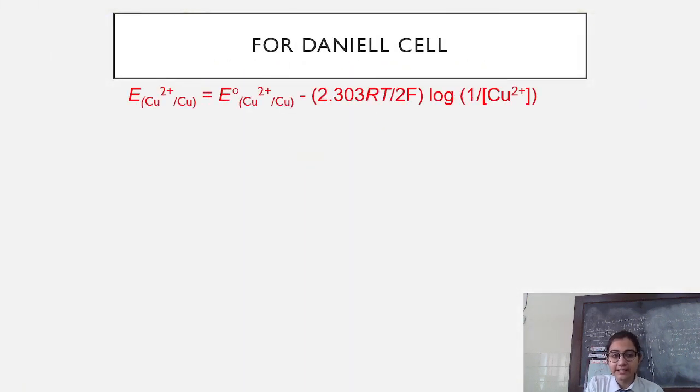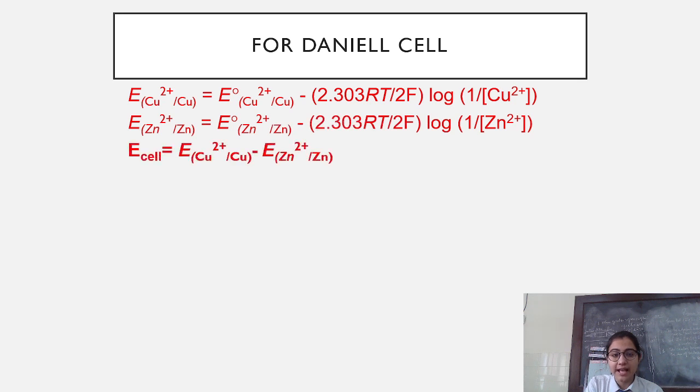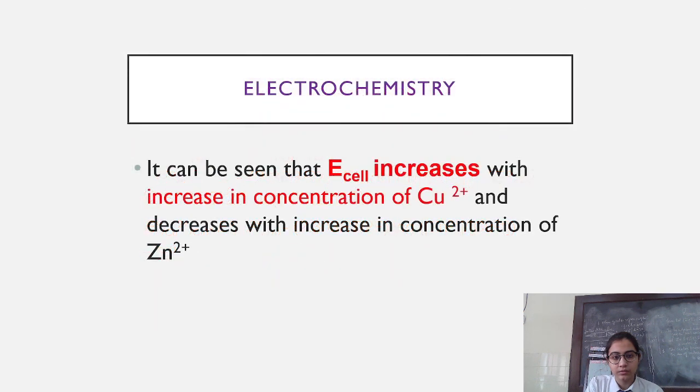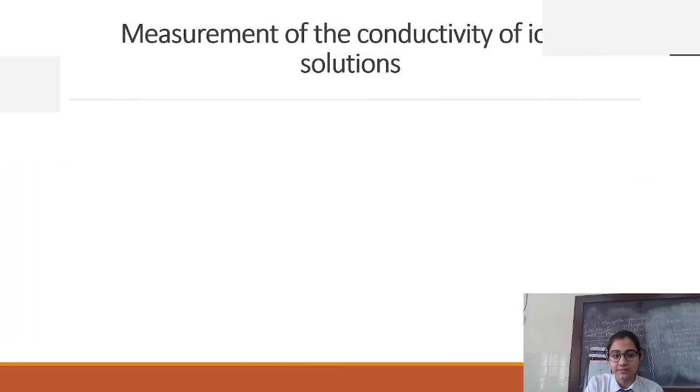For a Daniell cell, the Nernst equation is as follows. It can be seen that E cell increases with increase in concentration of copper ions and decreases with the increase in concentration of zinc ions.